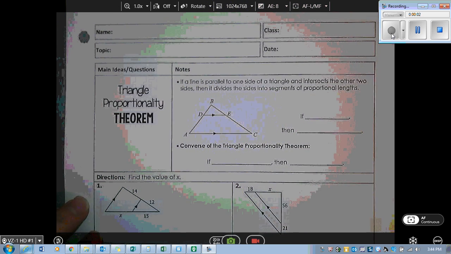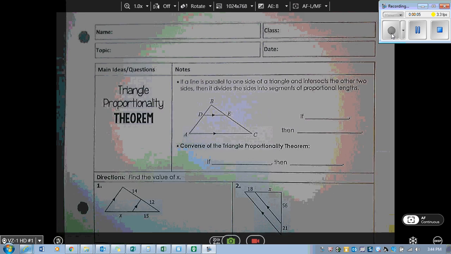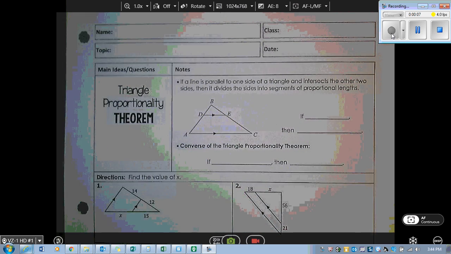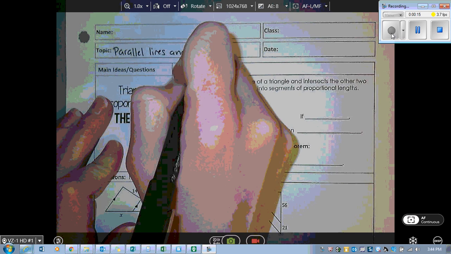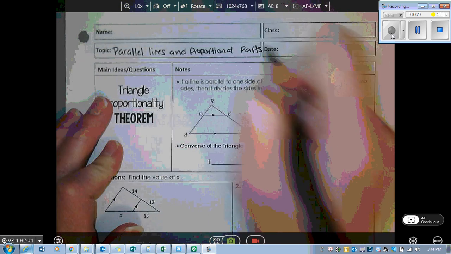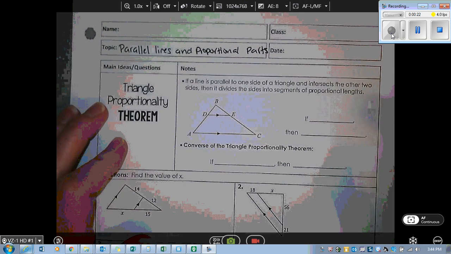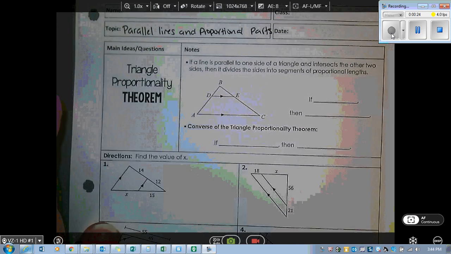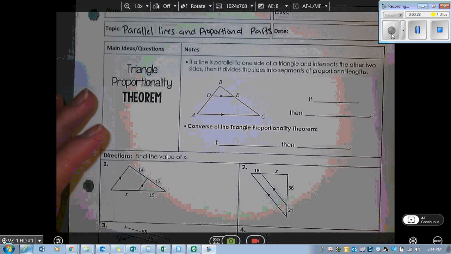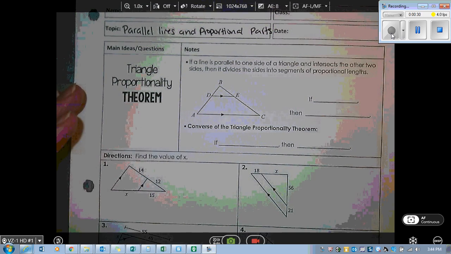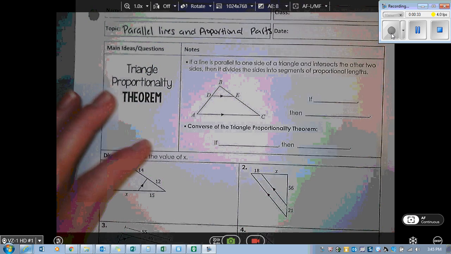Alright, so today we are looking at parallel lines and proportional parts. So our topic is going to be parallel lines and proportional parts. So we're going to look at how parallel lines cut triangles or transversals, and how in turn we get our proportional parts from there.